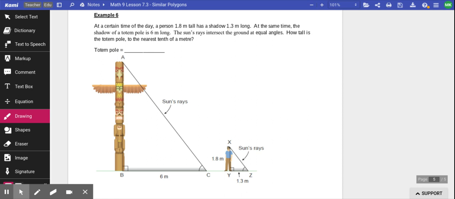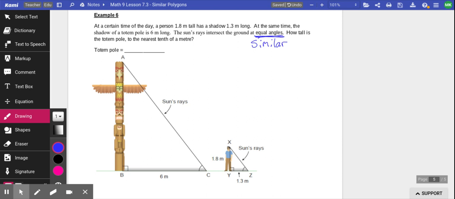If I look at this, it says at a certain time of day, a person 1.8 meters tall has a shadow 1.3 meters long. At the same time, the shadow of a totem pole is 6 meters long. The sun's rays interact with the ground at equal angles. So the angles are equal. That tells us right away when my angles are equal, that means I have similar triangles. That means that they should be growing at the same scale or shrinking at the same scale, and we can use that to help us figure anything out.